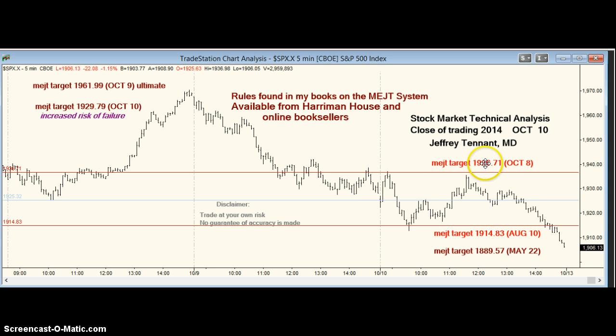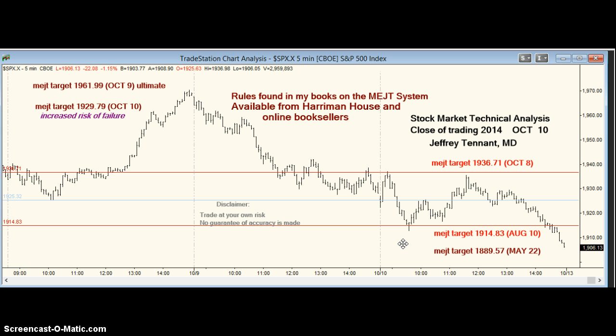During the day, there was a formerly filled mejt target of 1936.71, which identified the early high. We also got one of our failed targets from 2 months ago, 1914.83, that identified the early low. There was support under it, and we got a big bounce.